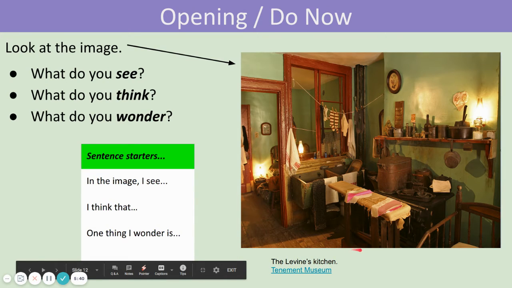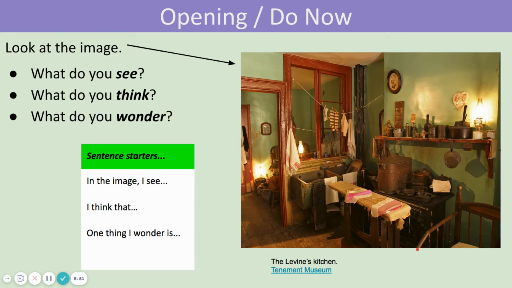This is the kitchen of the Levine family's tenement. This is what their kitchen would have looked like at the time. As you look at this image, I want you to focus on what you see. Good. What do you think? Good. What do you wonder?